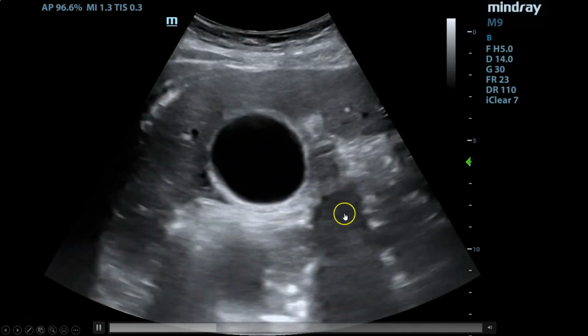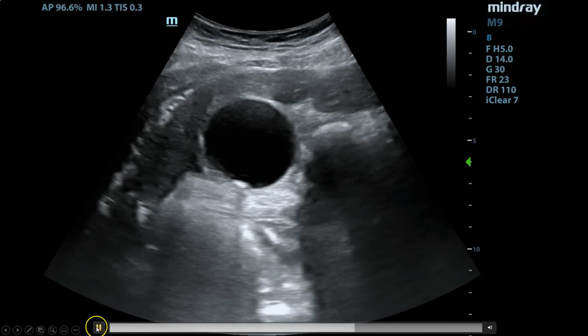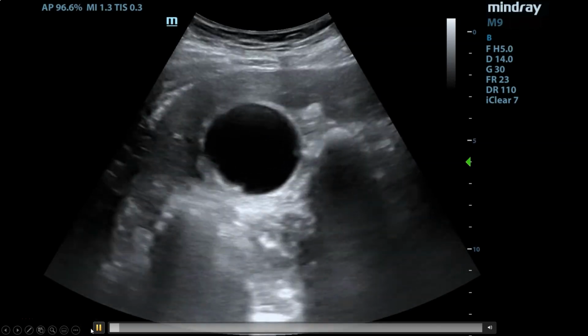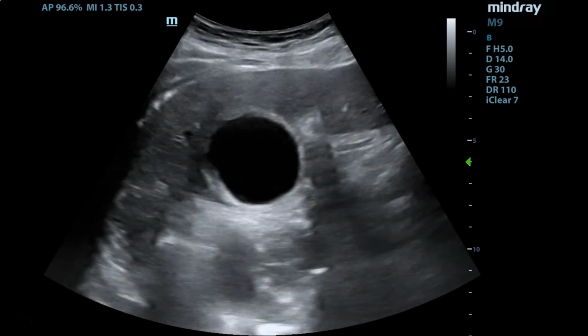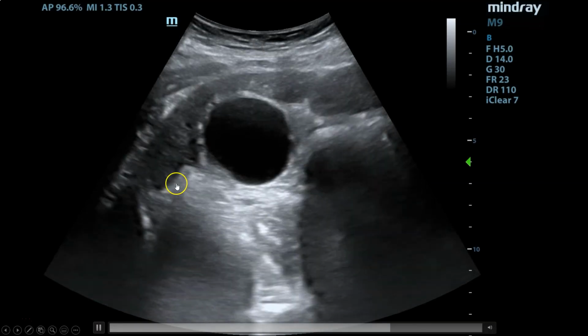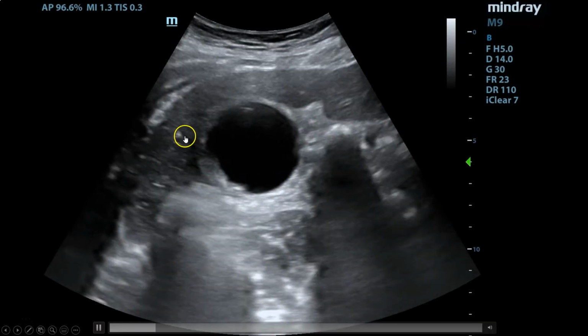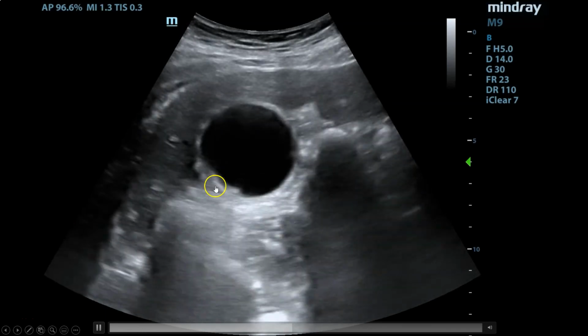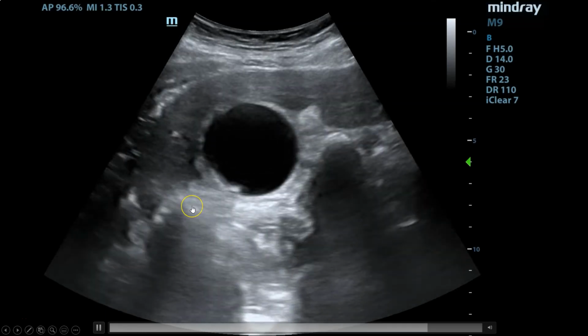Okay, now here I'm getting another view in short axis, and you can see that they're taking their time going through it and showing you really just this one space. Now the gallbladder wall does look a little thickened, and then if you're looking around you can see again just a trace of that pericholecystic fluid down at the bottom.